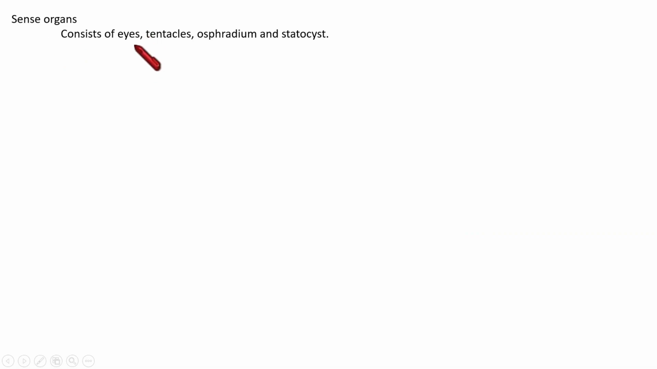Sense organs: we have seen that eyes are there, tentacles are there. Osphradium. What is osphradium? Osphradium is a special type of sense organ that senses the quality of water. It is present in aquatic mollusks, to sense the condition and the chemical nature of the water. To understand that, osphradium is present. Statocyst is another sense organ to understand orientation, for balancing the organism. Then reproduction: they are mostly gonochoric. Gonochoric means sexes are separate. There will be a separate male and a separate female.